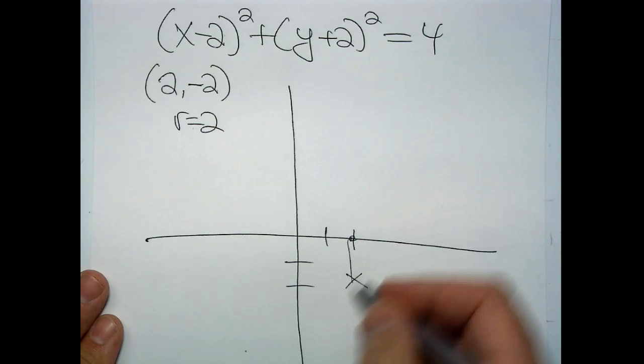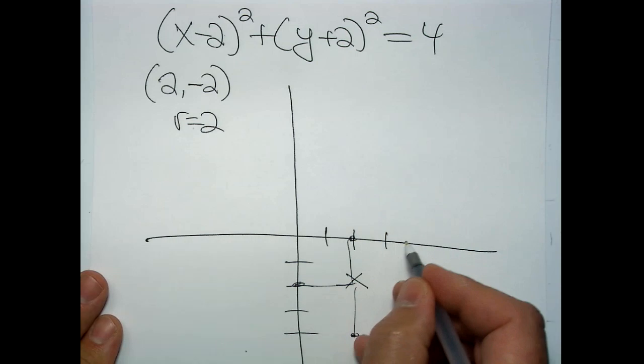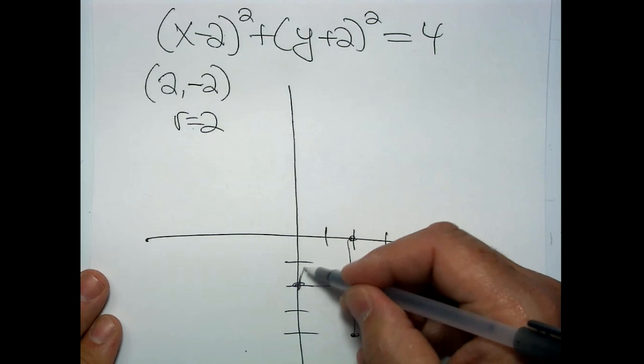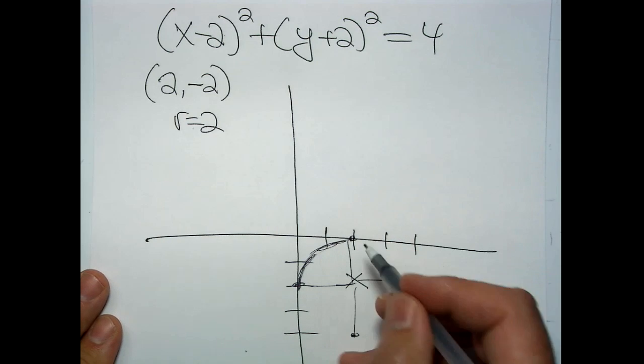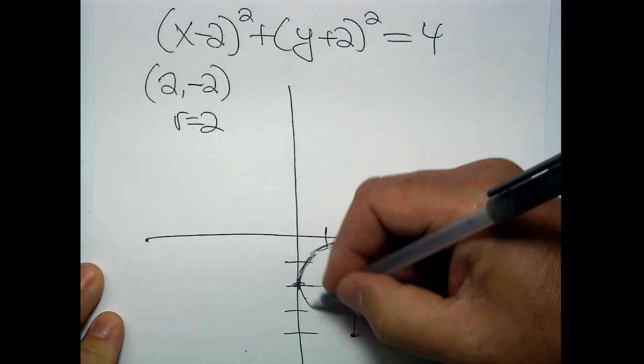We go up 2 units. We go over 2 units. We go down 2 units. And we go over 2 more units in this direction. And we've got ourselves a circle. I'm sketching that in right now. It's the shape of a circle.